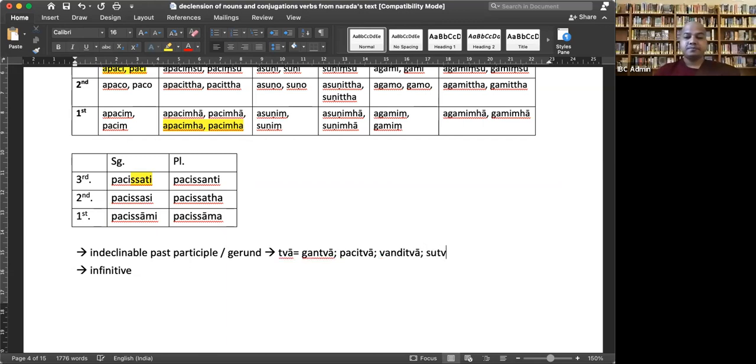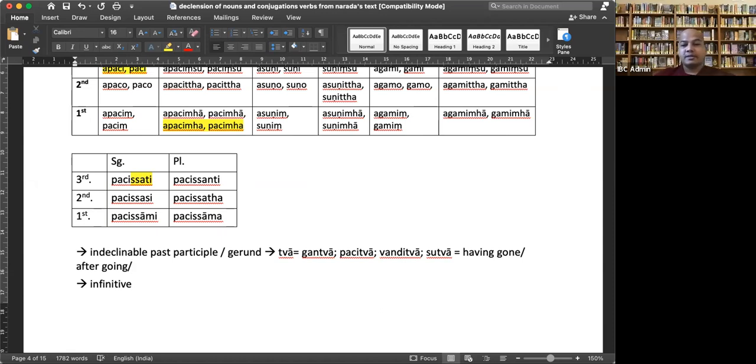And how do you translate them in English? Gantva is from gachati. Gachati means somebody goes. Gantva means having gone or after going. So you would find this type of word being used in a sentence when you have more than one action taking place.